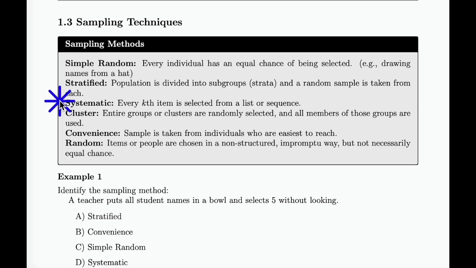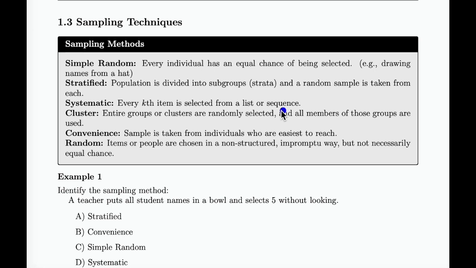All right, now let's go back and look at systematic. Systematic is every case item is selected from a list or sequence. When I think about the systematic sampling method, I picture a conveyor belt, and I picture some item on the conveyor belt that's coming down every 20th item. And those items that I pick go into the sample.